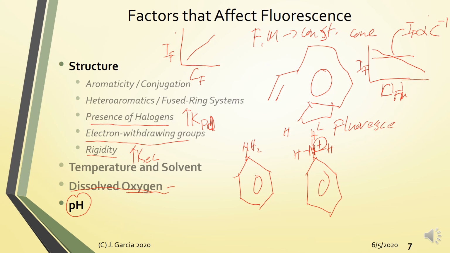Actually, the anilinium ion is non-fluorescing. Why? Because the positive charge on the nitrogen makes it an electron withdrawing group. And as we said, if you have an electron withdrawing group, it decreases or disables the fluorescence of our molecule.